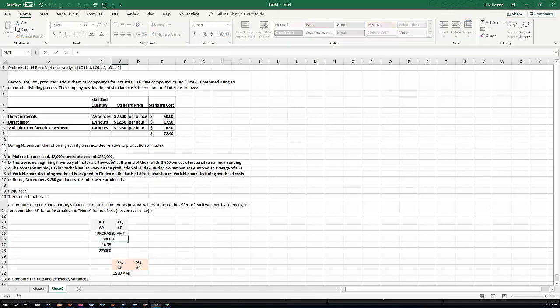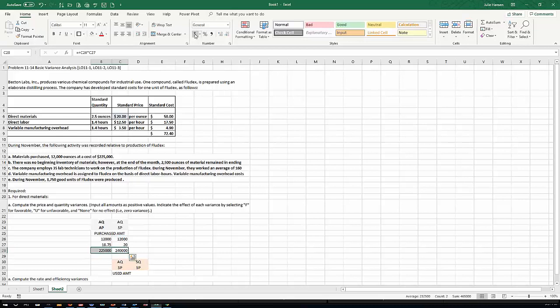So here's my actual quantity. What is the standard price that I should pay for my direct materials? It is $20. Do you see that right up here? I'm going to pop that $20 right in here. Then how much should I have paid using the standard price? I would take the amount that I purchased times my standard price, and there you have it.